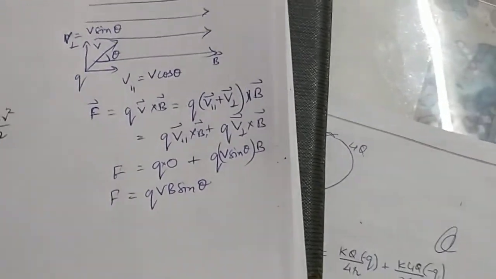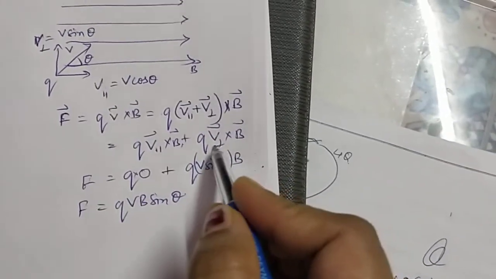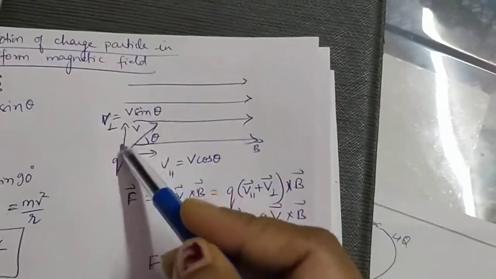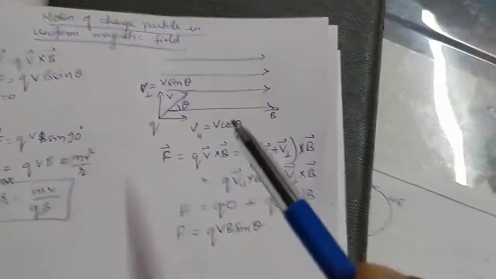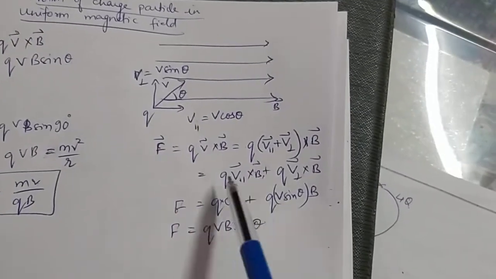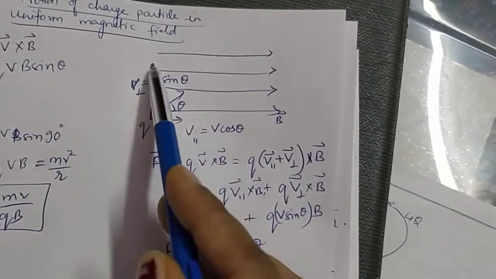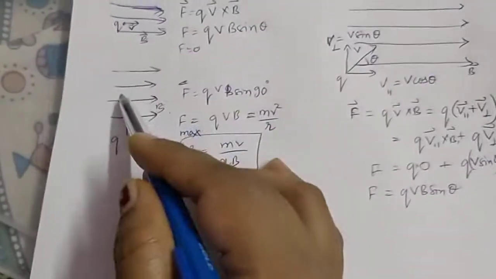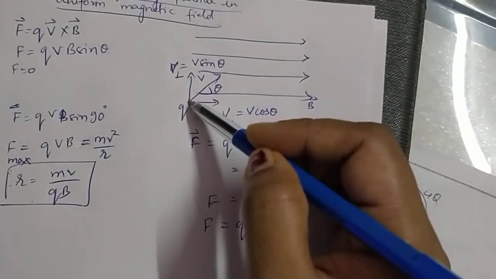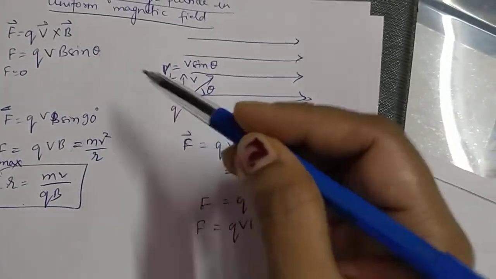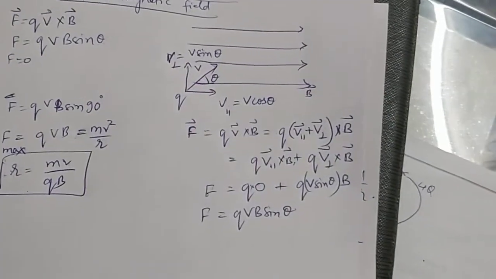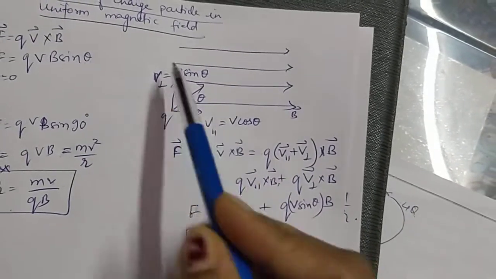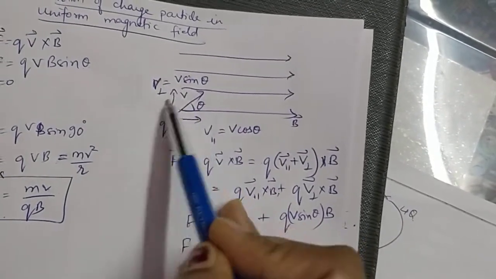Now see this part. The force is only because of the perpendicular component, not because of the parallel component. And because of this perpendicular component, what is the direction of the force? This force is only because of this component. So when you do q V perpendicular cross B, it is exactly the same case as before. So here what will be the direction of the force? It will be perpendicular to V perpendicular. Force is also perpendicular to V, but when we resolved it, we got two components. So force is only because of this, and the force is perpendicular to this.